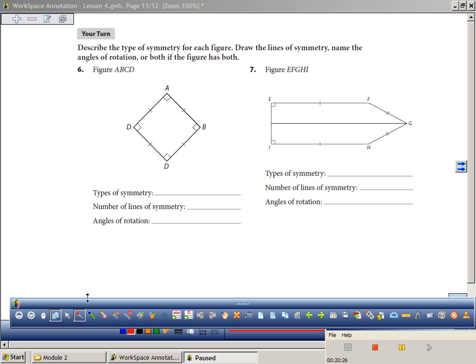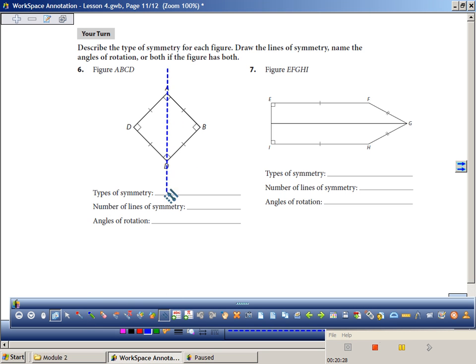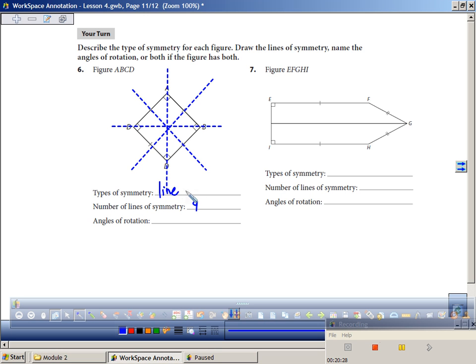Okay, so number 6, how many lines of symmetry does it have? 1, 2, 3, 4. What types of symmetry does it have? Line and rotational. What does it mean to be rotational? Yeah, rotate. You can rotate it and have symmetry too. How much would we rotate it in order for it to have symmetry? 90, and good.